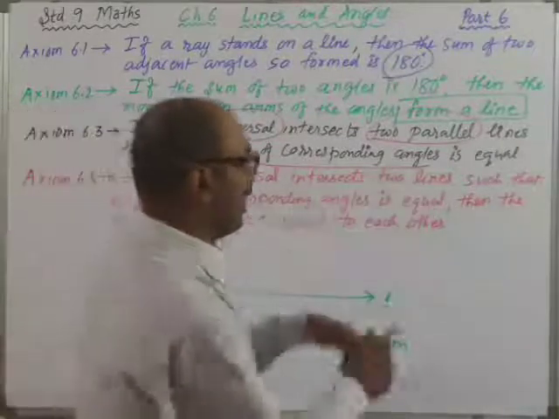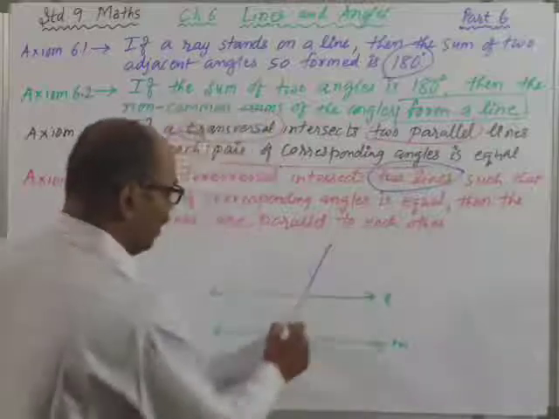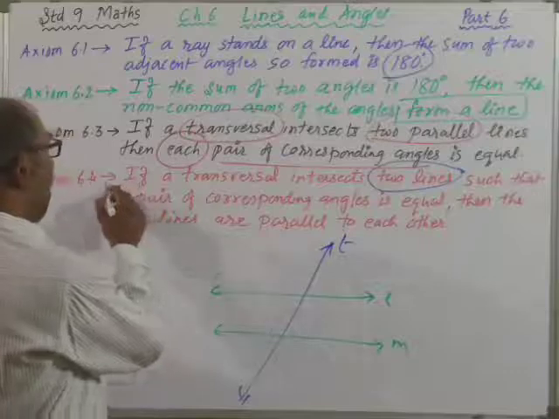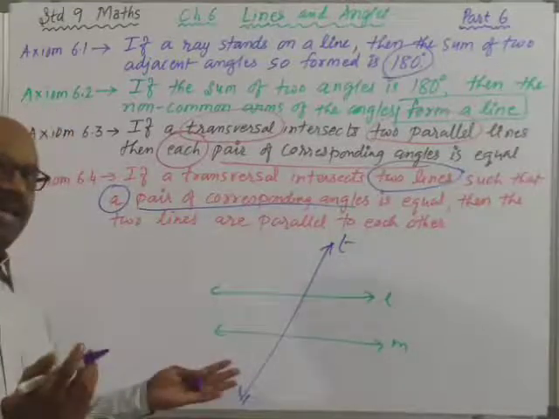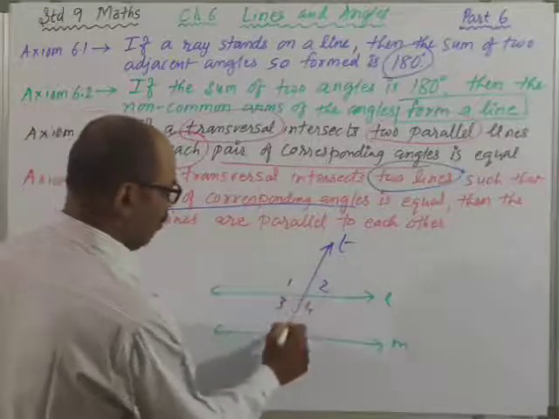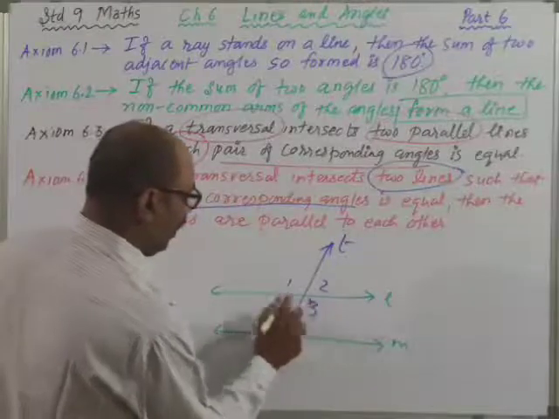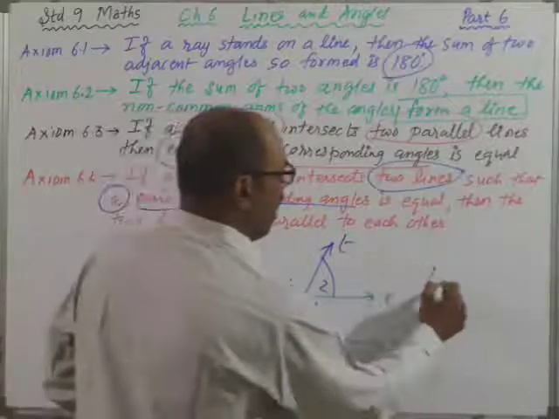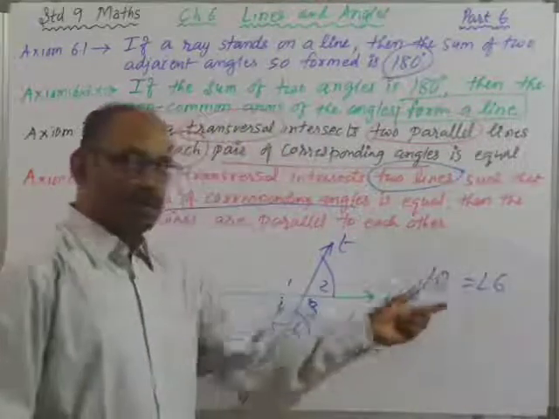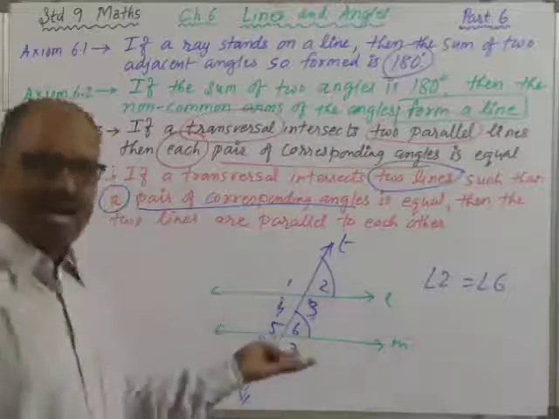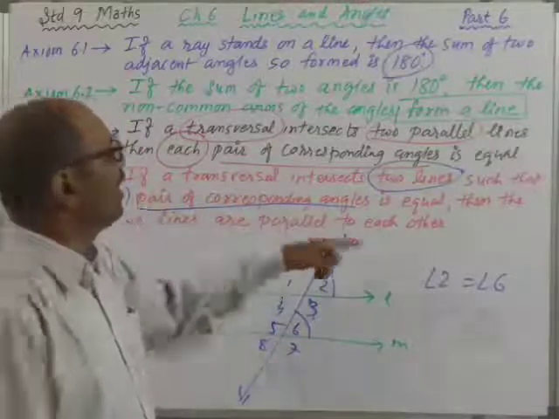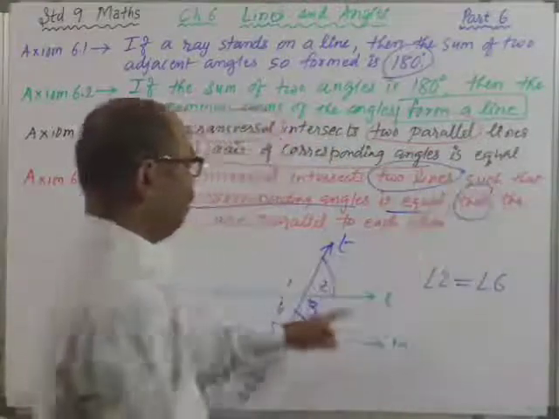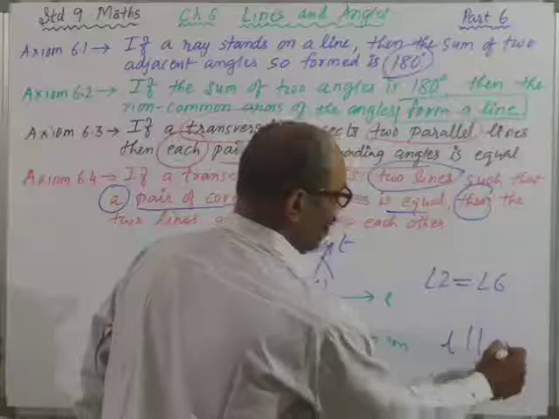If a transversal intersects two lines, see, parallel is not written here, such that a pair of corresponding angles, any one of 1, 2, 3, 4, 5, 6, 7, 8, okay, take 2 and 6. Angle 2 is equal to angle 6. So the corresponding pair of angles is congruent. A pair, any one of the 4, a pair of corresponding angles is equal. Yes, they are equal. Then these lines are parallel. Then L has to be parallel to M.